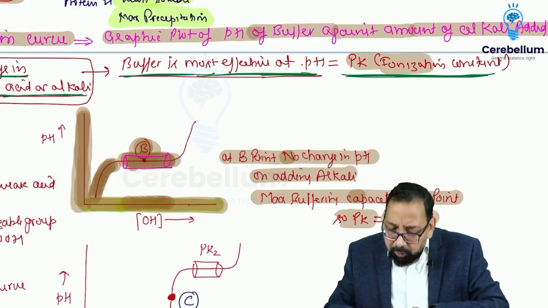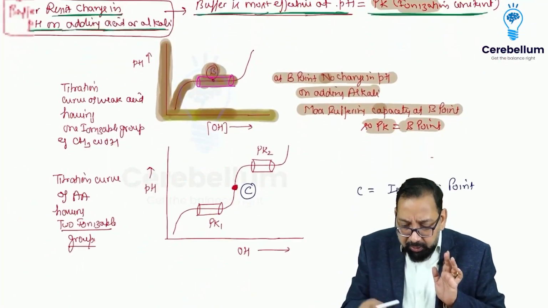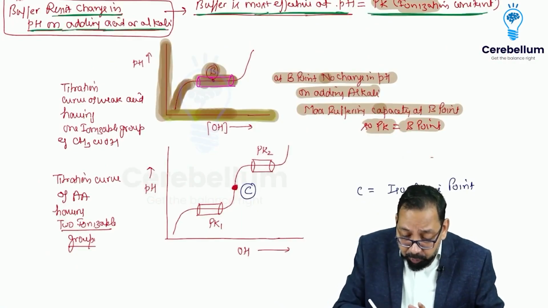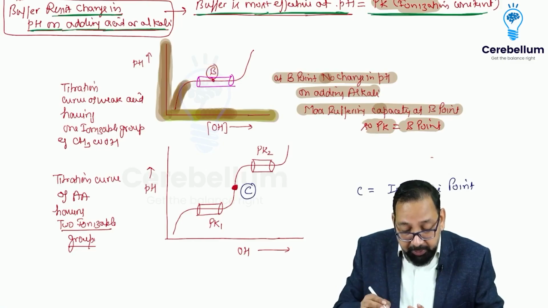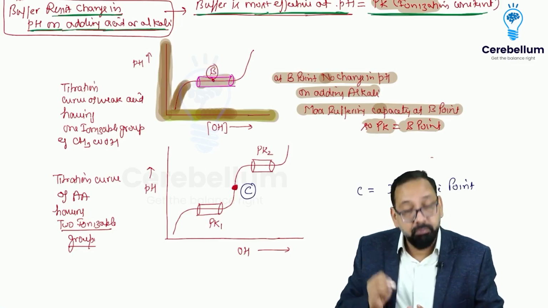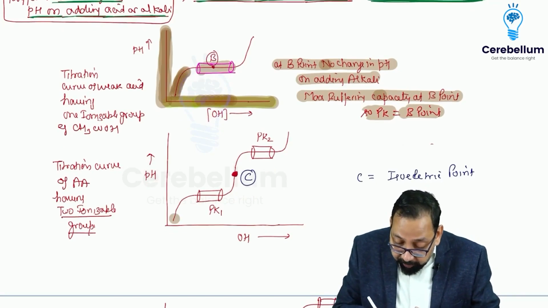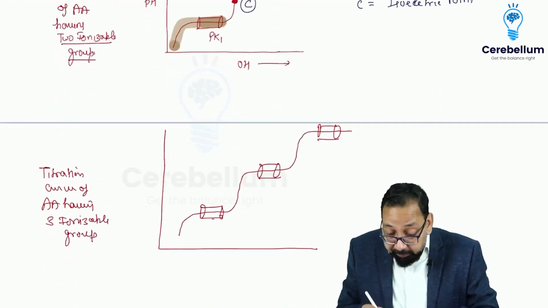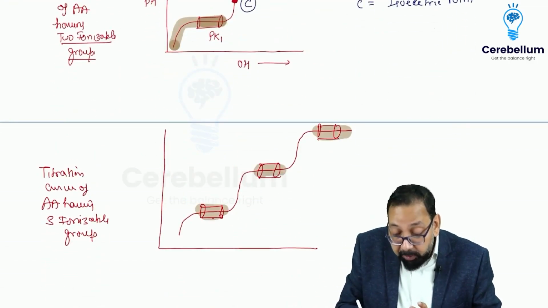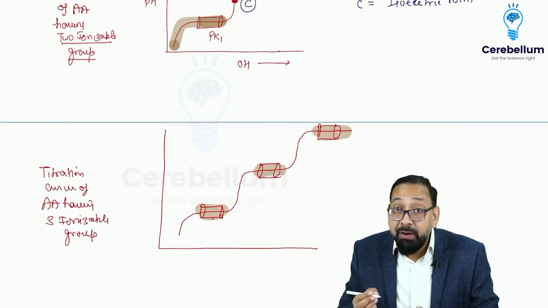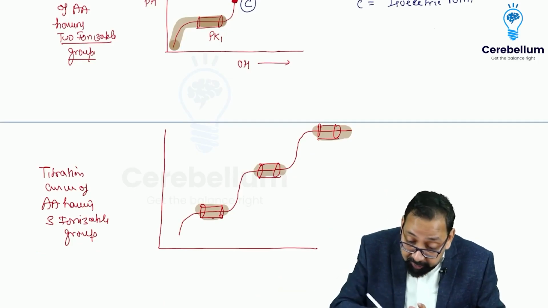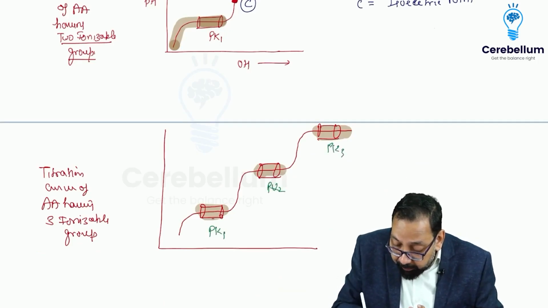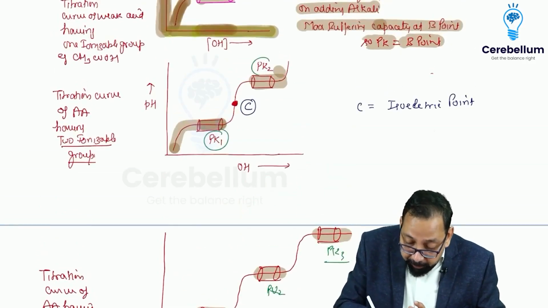So first of all, solve the question. If a question is asked, as they have given previously too, they will give you this graph and ask how many ionizable groups are there. Only one ionizable group is there. If they give this graph, you will see two ionizable groups are there. If they give this graph, you will see three ionizable groups are there. And each ionizable group has an ionization constant. So this one has pK1, pK2, pK3. This one has pK1, pK2.